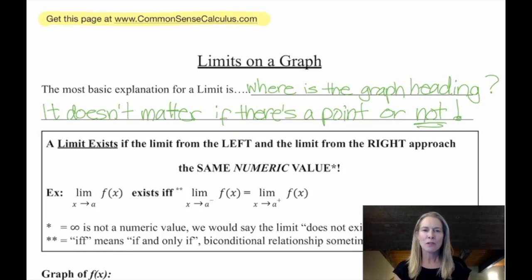Let's make sense of the limits that go along with that graph. First of all, the most basic explanation for a limit is: where is the graph heading? And it doesn't matter if there's a point there or not. I'll show you what I mean by that in just a minute.